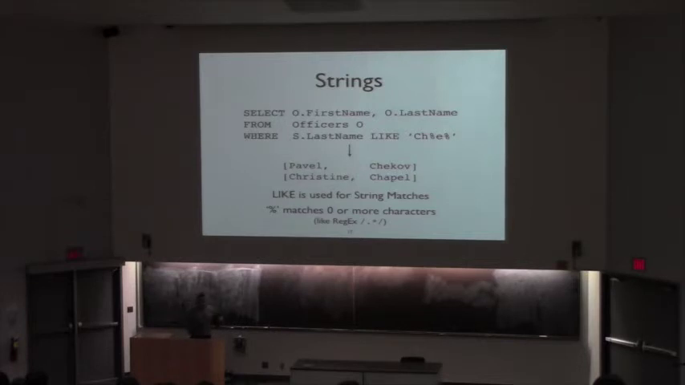So you can do string equals other string, but you can also do string like string, where the percent sign is used to identify essentially a wild card. So it can be as many characters as you like will be matched by a percent sign. If you're familiar with regex, this is essentially dot star. There's another wild card which matches exactly one character, and that's the underscore, and that is kind of like the regex dot.